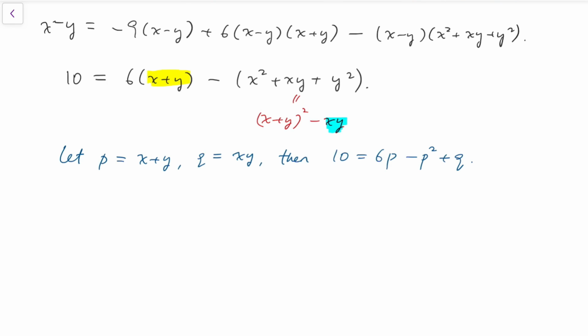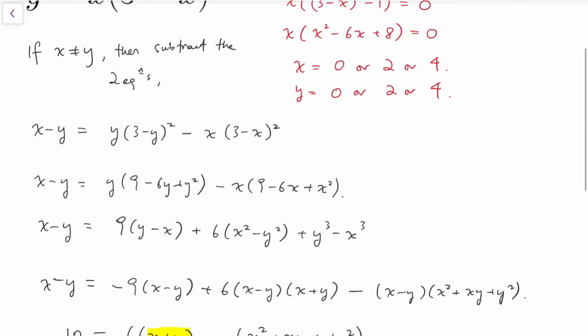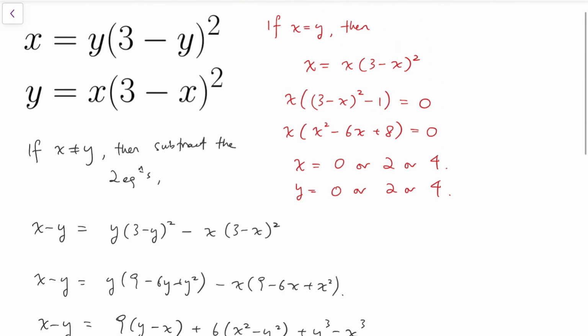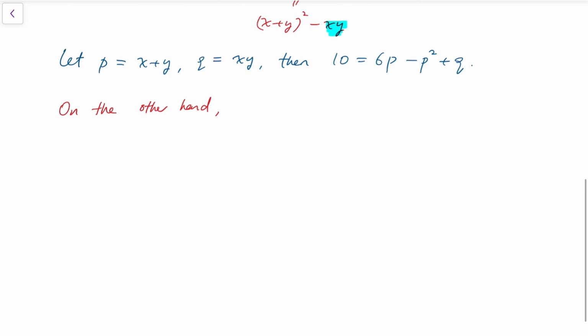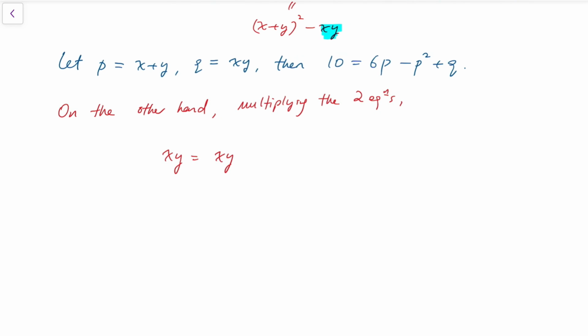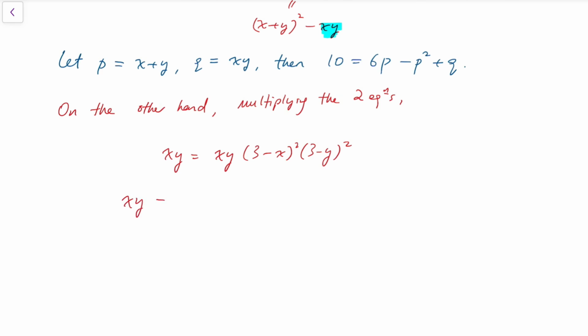Now on the other hand, I'm going to make use of the symmetry of the system in another way. I'm going to multiply the two equations. So we have xy on the left and xy times (3 minus y) all squared times (3 minus x) all squared on the right. There are common terms on both sides, which is xy. So either xy equals 0 or the product of the squares is equal to 1.